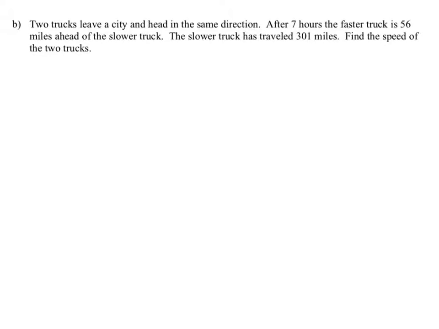Two trucks leave a city and head in the same direction. After 7 hours, the faster truck is 56 miles ahead of the slower truck. The slower truck has traveled 301 miles. Find the speed of the two trucks. This is a word problem that we can use a system of equations to solve.